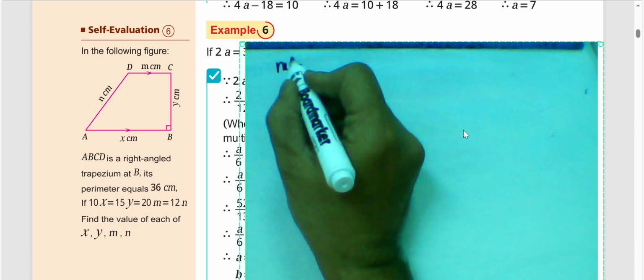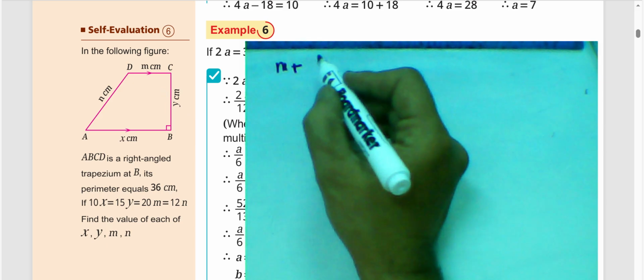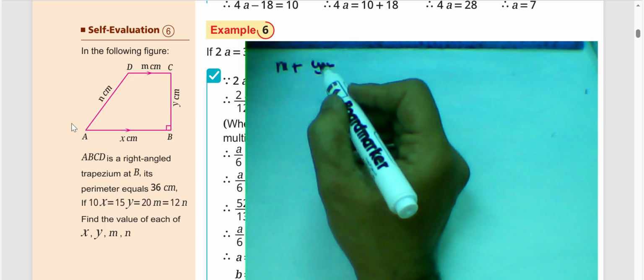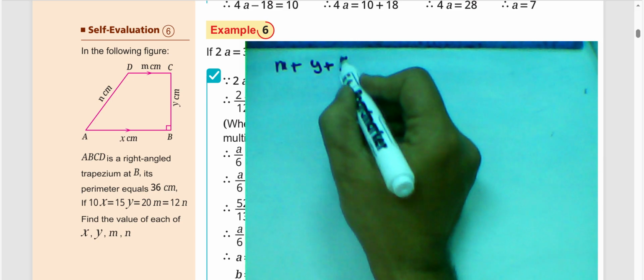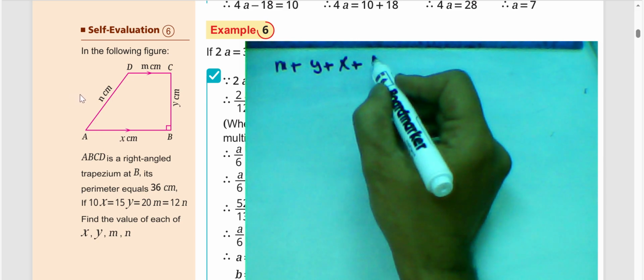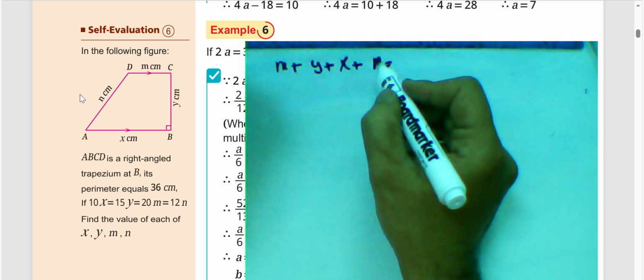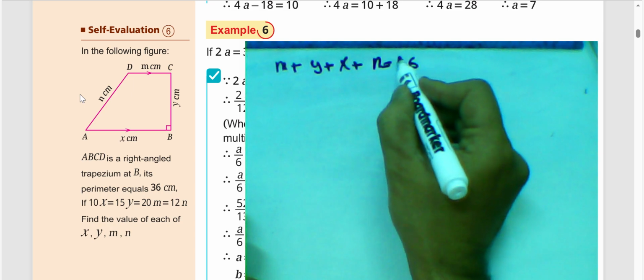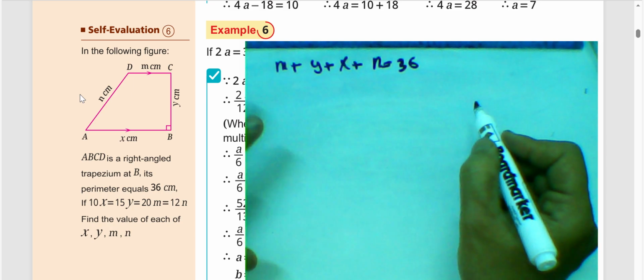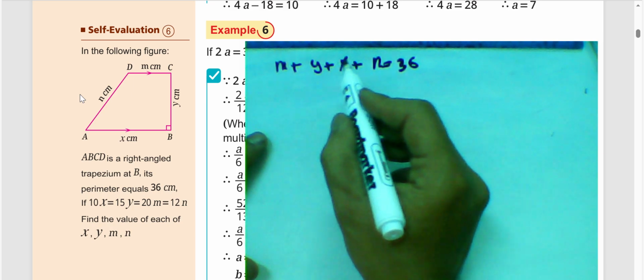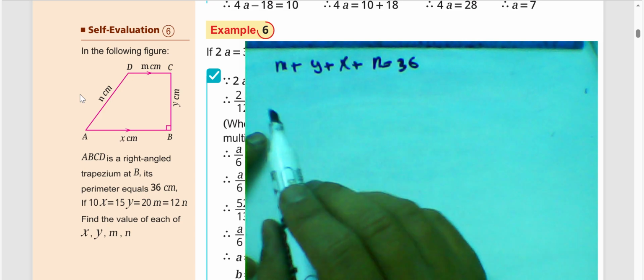Look at the figure: y plus x plus m plus n. The summation was 36. He gave me the parameter that it was 36. Then x plus y plus m plus n equals 36.